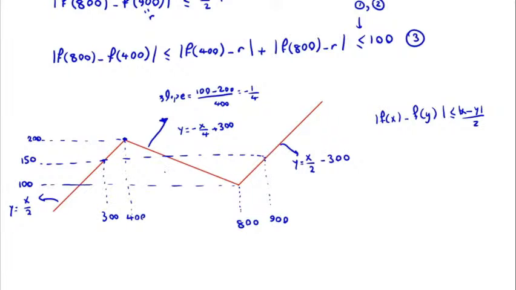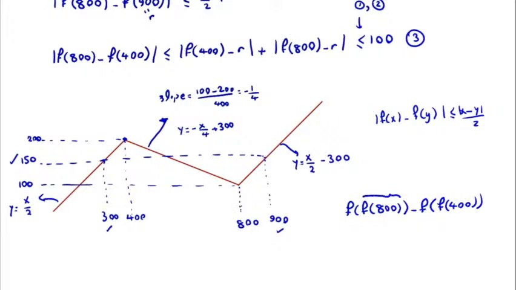Now, what should we do next? In this case, f of 300 equal to f of 900 equal to 150, and also f of 800, let's consider exactly f of 800 minus f of 400.